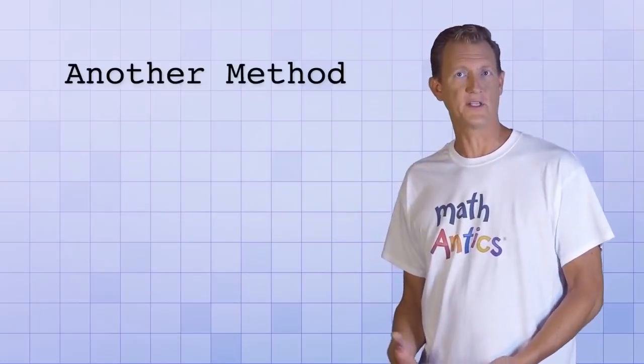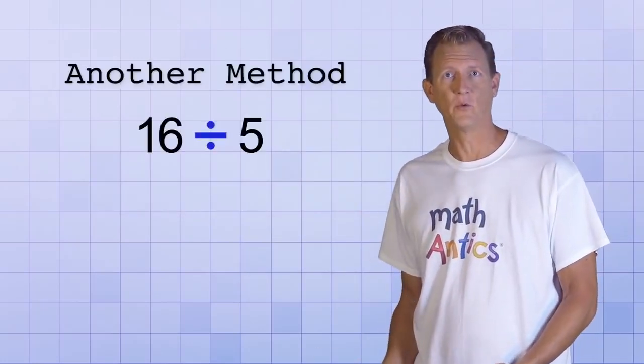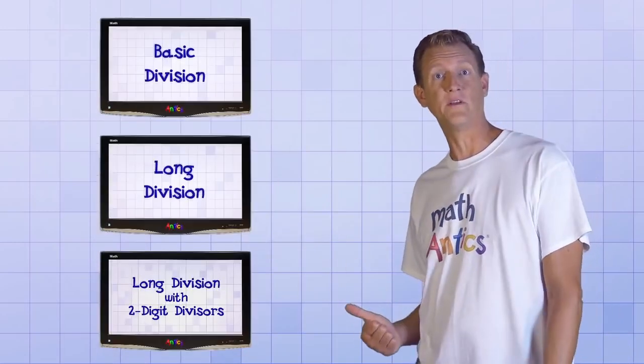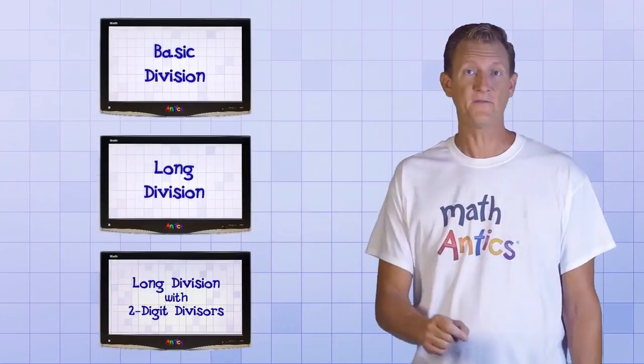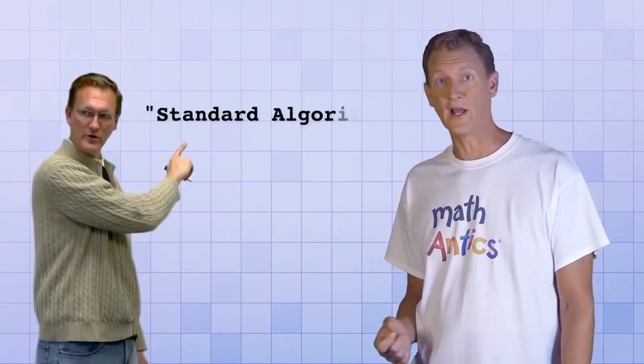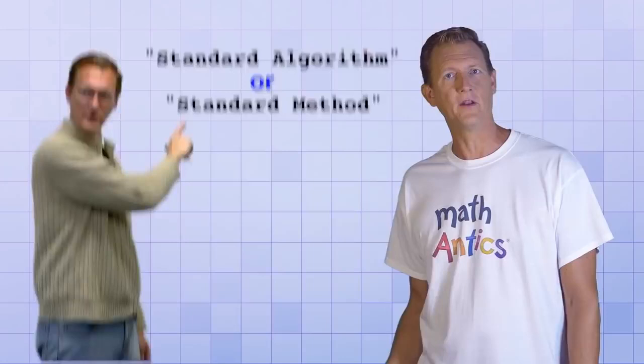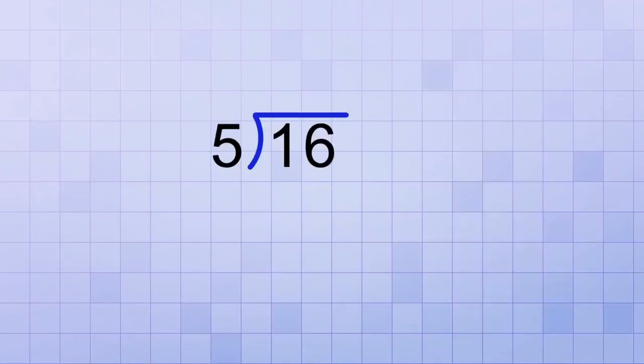Another method we could use to calculate 16 divided by 5 would be the standard division algorithm. That's what you learned if you watched these previous Math Antics videos. And in this video, whenever I say standard algorithm or standard method, that's what I mean. For that method, we'd set up the problem like this and then go digit by digit, first asking, how many 5s will go into 1?